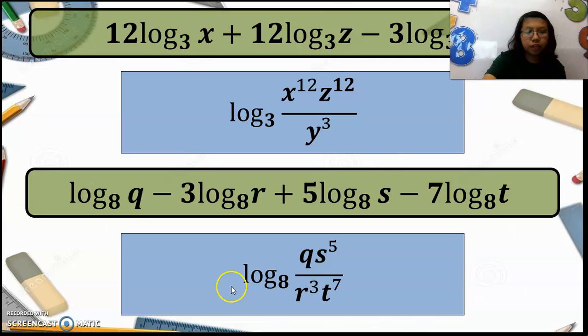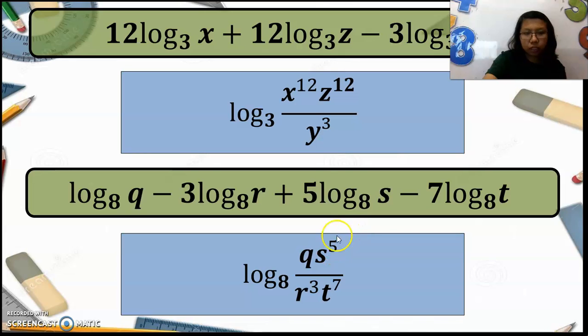Next one, I have here logarithm of q to the base of 8 minus 3 logarithm of r to the base of 8 plus 5 logarithm of s to the base of 8 and then minus 7 logarithm of t to the base of 8. So again, since we have here minus, therefore we need to insert it or put it on the denominator. So since this is positive, we need to put it on top. Q, and then r raised to 3 for the denominator since we have minus.